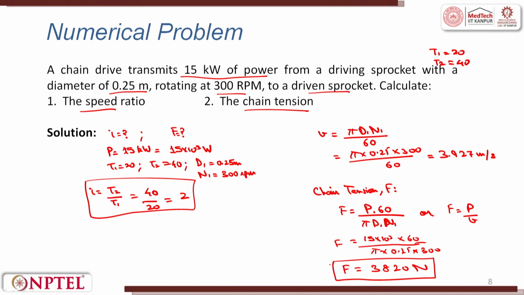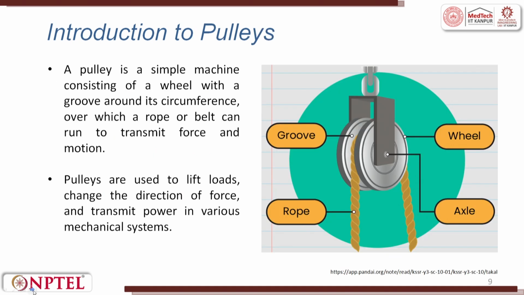So, this was a brief introduction to chains. Let me now talk about pulleys. A pulley is a simple machine consisting of a wheel with a groove around its circumference. So, this is a wheel that has a groove around its circumference here. This groove is to accommodate the belt or rope, over which a rope or belt can run to transmit force and motion. Pulleys are used to lift loads, change the direction of force and transmit power in various mechanical systems.